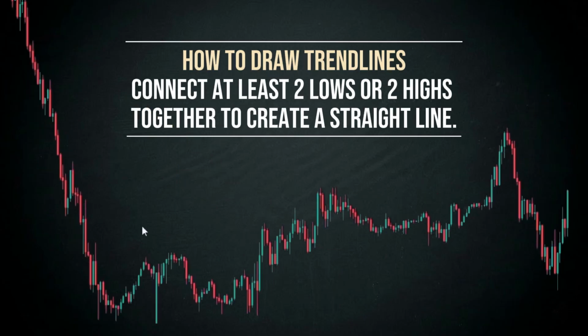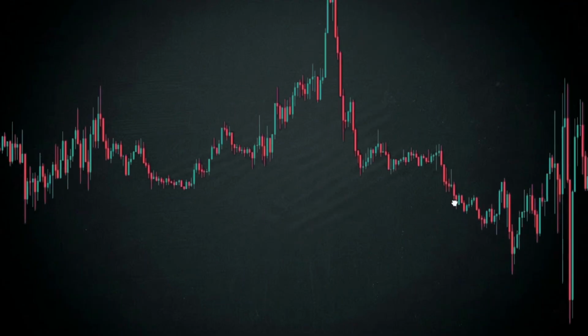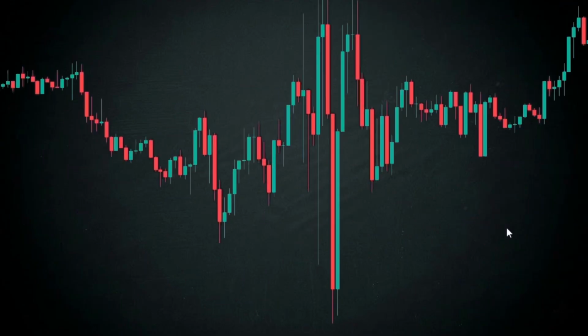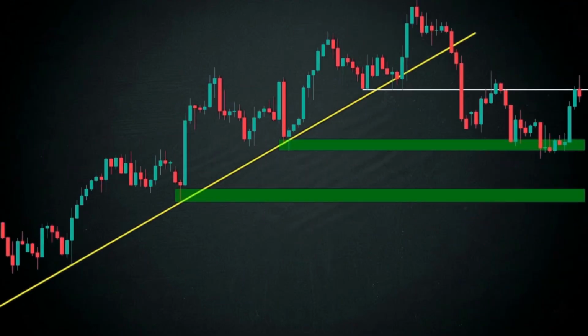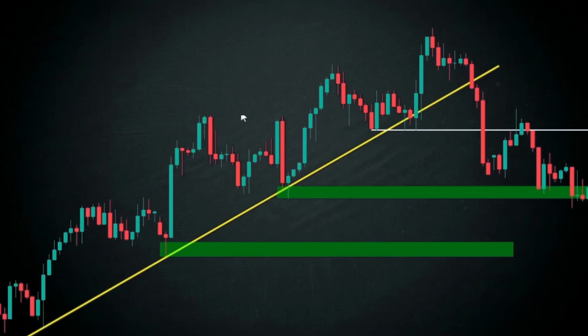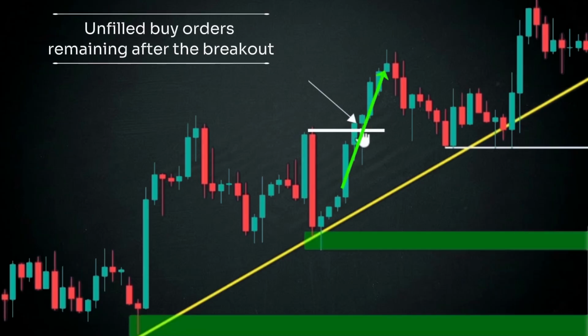Step 1. Start by drawing your trend lines and clearly identifying support and resistance zones. Step 2. Patiently wait for the price to approach these boundaries. Then observe whether any confirmation pattern appears, such as a doji, pin bar, or engulfing candle. Step 3. Place your order. If you are buying, place the entry just above the high of the confirmation candle. If you are selling, place the entry just below the low of that candle.